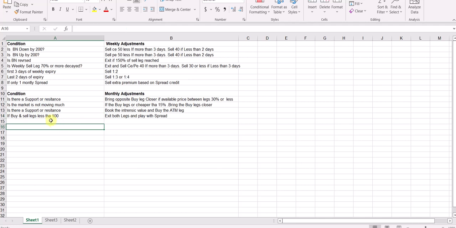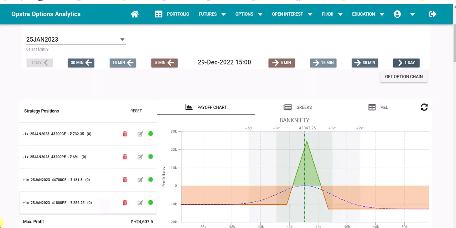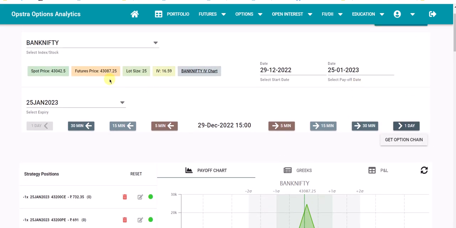Okay, so if the buy and sell leg difference of the monthly is less than 100, exit them, and you can have only one spread from the opposite side, and on the other side you can keep selling the weekly options. So that's the idea. Now let's get into this. So let's move on. You can keep watching this spot price for weekly.